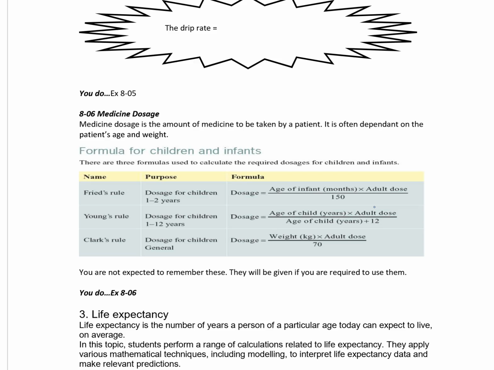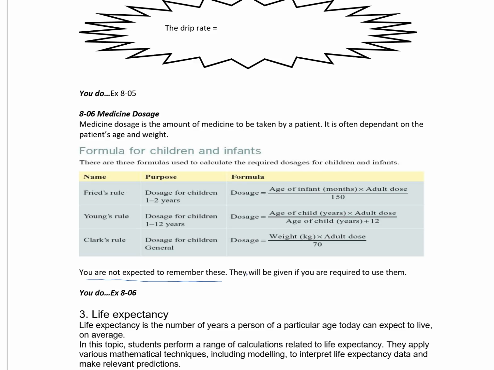just using your skills from algebra, and we would call it the application of solving equations. And just note, you're not expected to know these formulas. If you're required to use them, they'll be given, and just follow the instruction given with the formula.